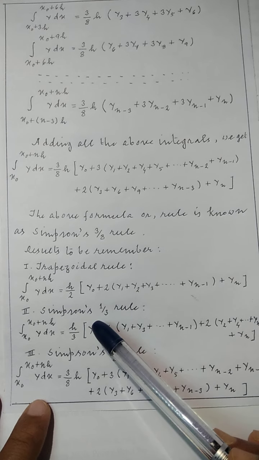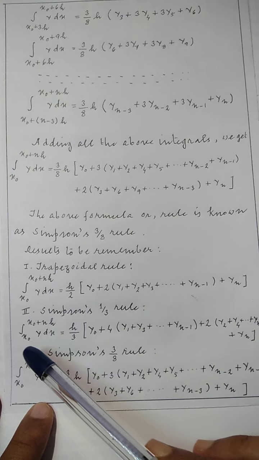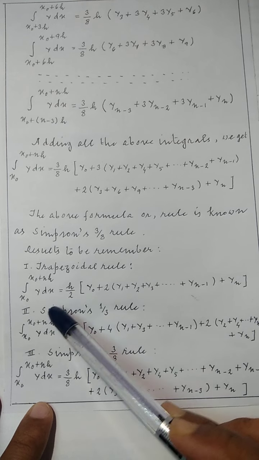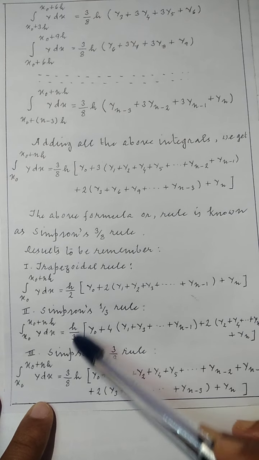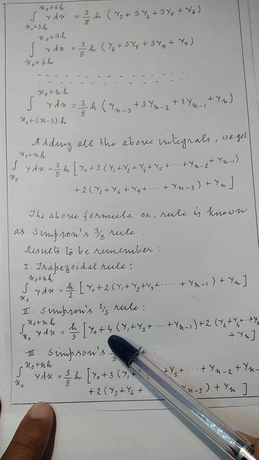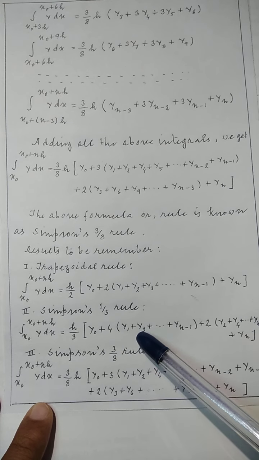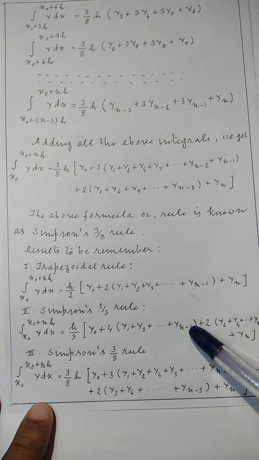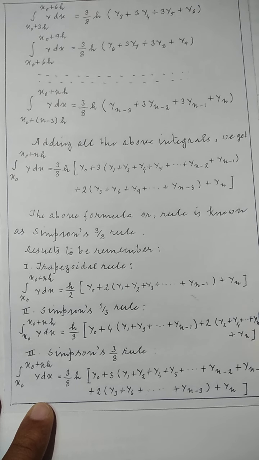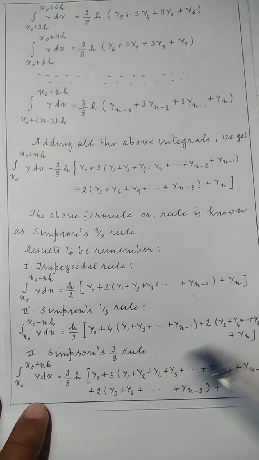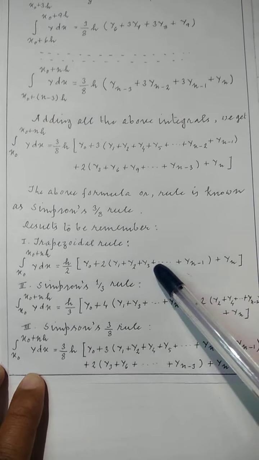And by Simpson's 1/3 rule, what you will get? The integral from x naught to x naught plus nh of y dx is equal to h by 3 into y naught plus 4 times the odd ordinates. Odd ordinates means y1 plus y3, the last one is yn minus 1, then plus 2 times the even ordinates, then lastly you will get the last ordinate yn.